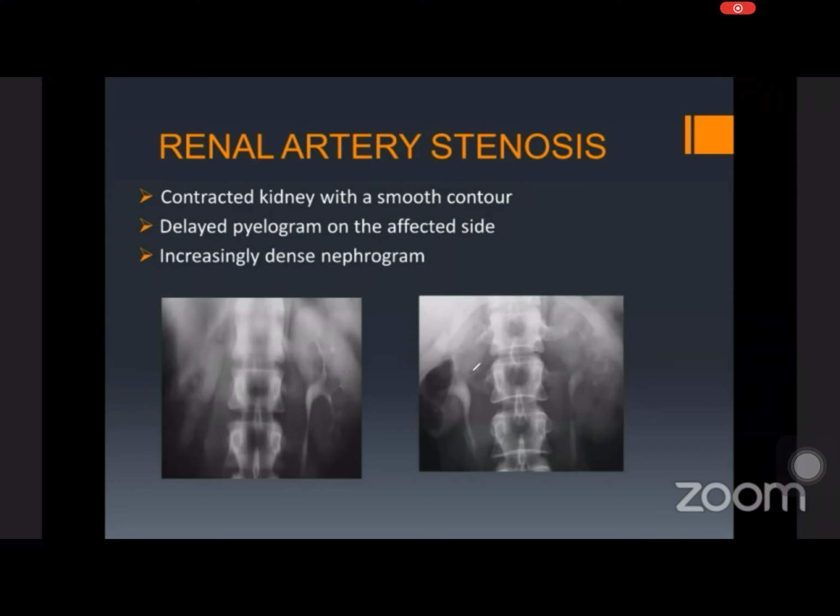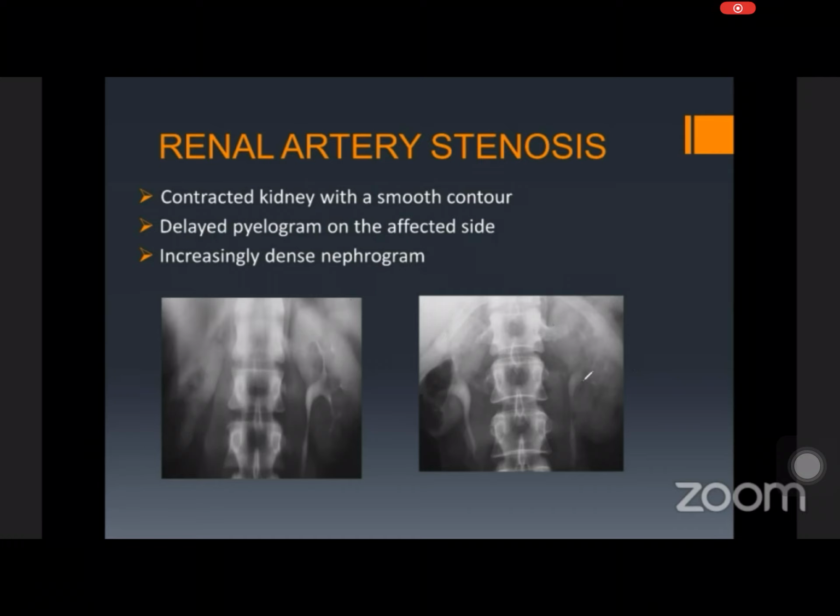So what we see here is the nephrogram is becoming increasingly dense. Adequate blood flow is needed for a normal nephrogram. So what happens here is the nephrogram becomes increasingly dense, and there's delayed functioning of the kidneys. So what we see here is the delayed pyelogram.